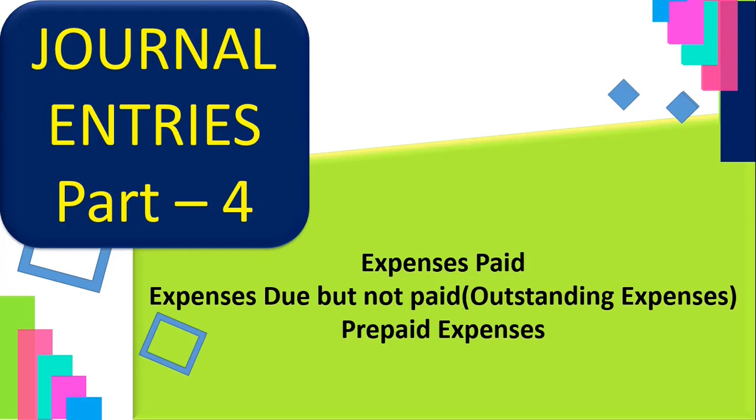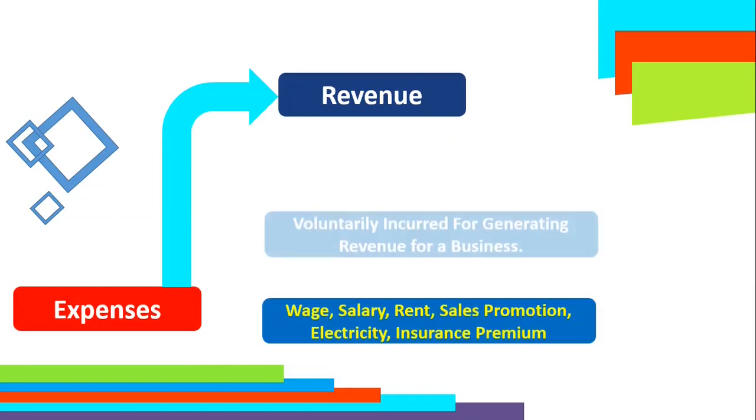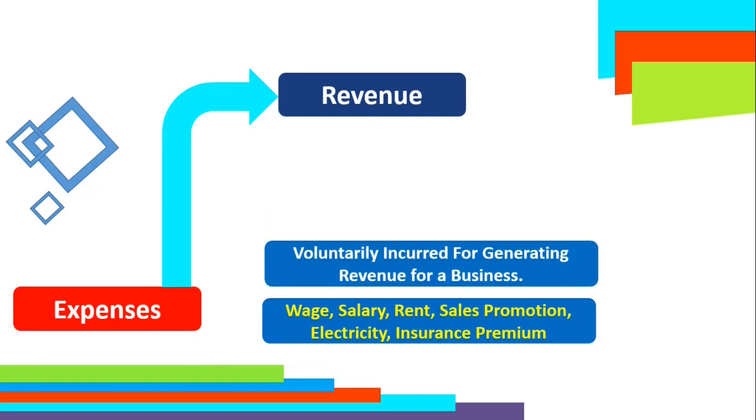Business entities pay wages, salaries, rent, insurance premium, sales promotion charges, electricity charges, etc. A business cannot earn revenue without inputs and paying for the items mentioned just now. Expenses are the cost of use of things or services used, which are necessary for earning revenue for a business.